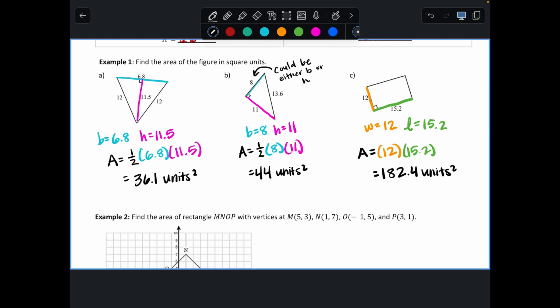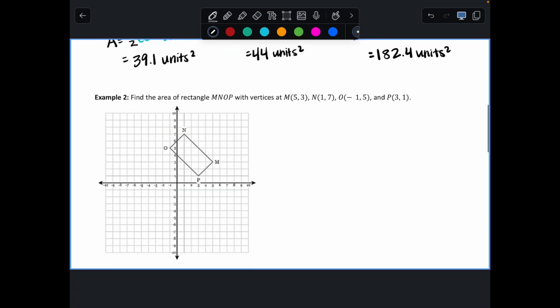Yes? Shouldn't it be 39.1? Probably. I'm just copying my key. 1/2 times 6.8. Not that I'm questioning you, I'm sure you're right. It is 39.1. Thank you, 39.1. Now let's do it on a coordinate grid.